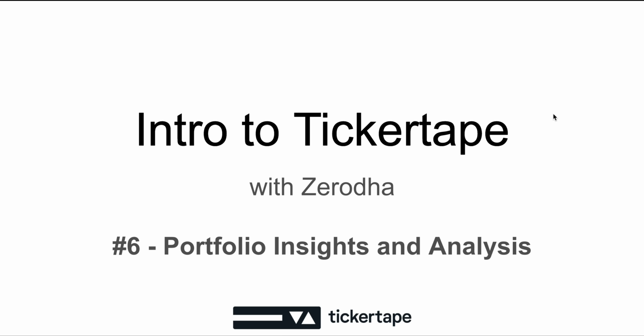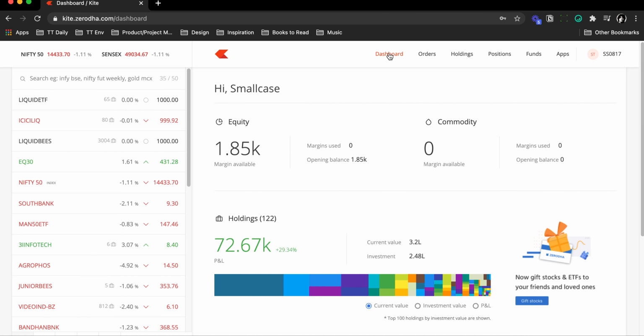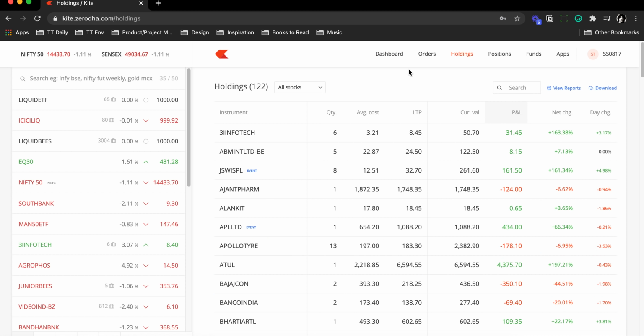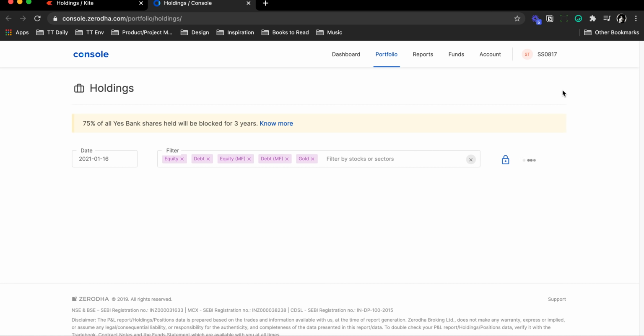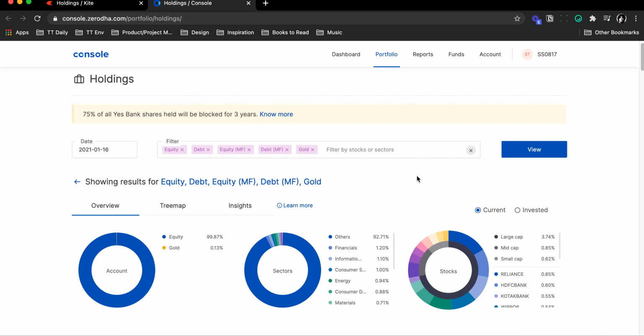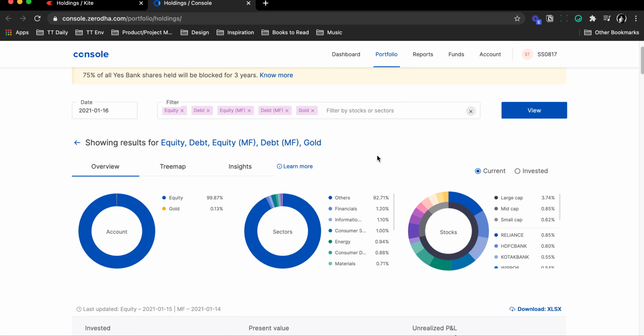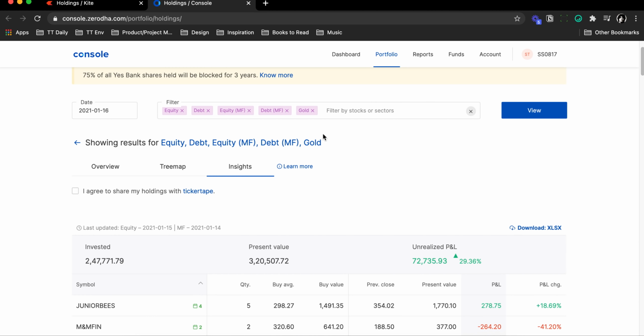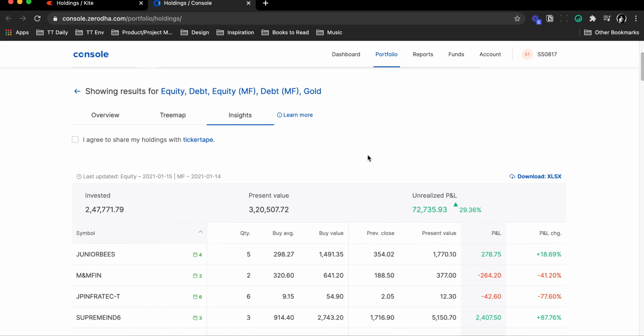So let's dive in. Firstly, when you open up Zerodha, you land on the dashboard section, right? Now from the dashboard section, to access the portfolio widget tool, what you will typically need to do is to go over to the holding section. Once you're in the holding section, click on the view reports tab. And now from the view reports tab, you'll have to navigate over to the insights section, right? And while you're on the insights section, you will have to click on this option which says I agree to share my holdings with Tickertape.